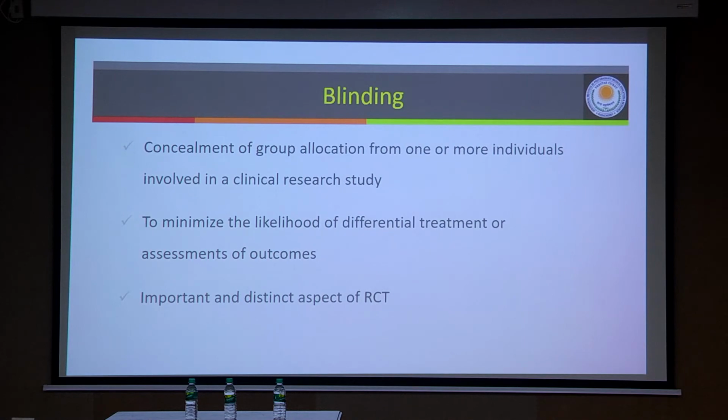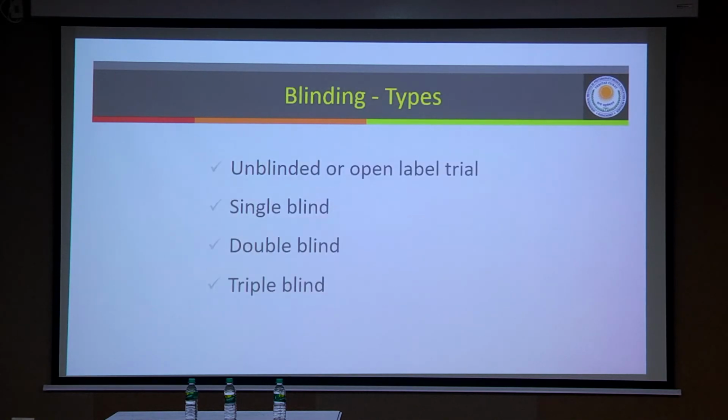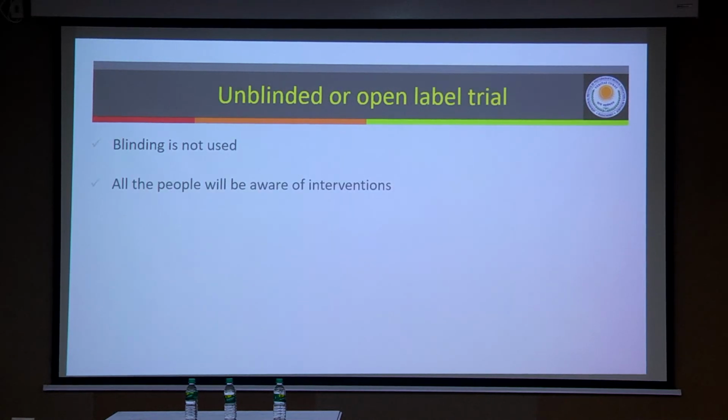You cannot use this in your case control studies or your observational studies. A trial can be either unblinded or open label, single blind, double blind, triple blind. Unblinded or open. I said blinding is important, but how can we allow unblinded or open label trials? Yes, there is an option to do open label trials, and it will still be considered good research. All the people will be aware of the intervention.